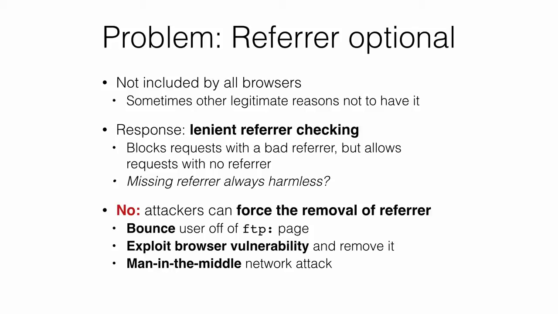For example, it can bounce a user off an FTP page that the attacker controls, and the FTP request will not include a referrer header. The attacker could also exploit a browser vulnerability and hack the browser to not include the referrer field, or could mangle the web request in transit by snooping on the link.